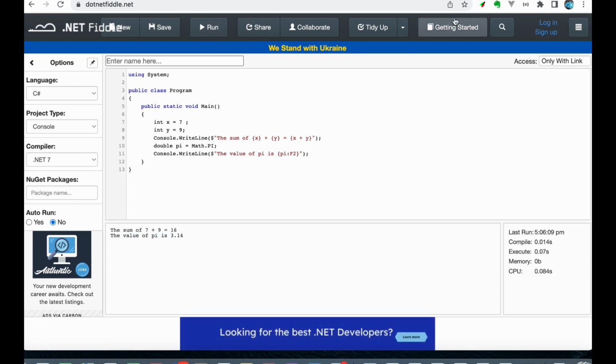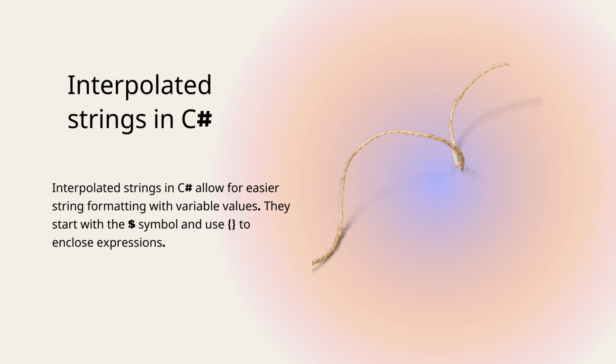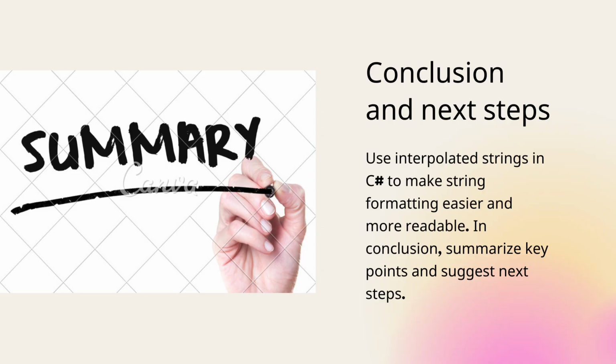In summary, interpolated strings are a powerful and flexible feature of C# that can make our code more readable and easier to maintain. By using them, we can include expressions and variables inside our string literals without having to worry about concatenation or conversion.